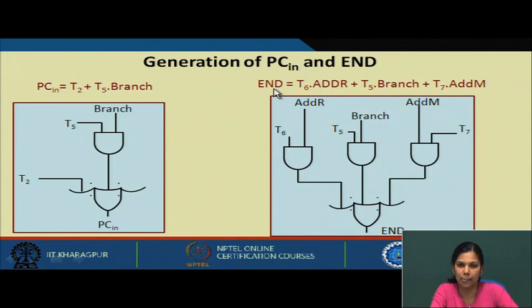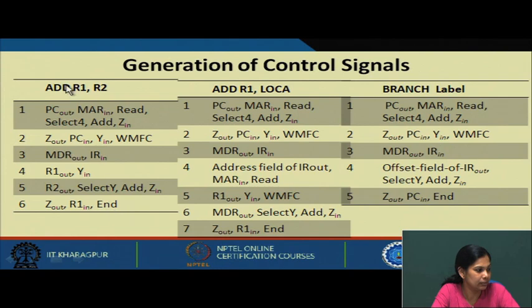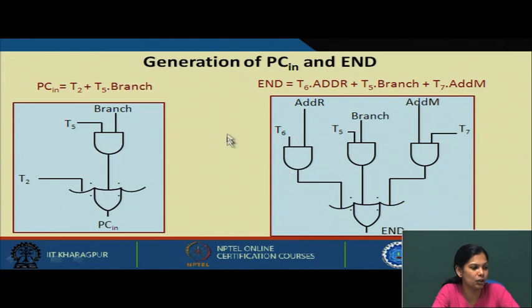Similarly, let us see END. This signal END happens at T6 for add with register values, END happens at T5 for the branch instruction, and END happens at T7 for the add instruction with memory. So we see that END is there at T6 when adding with register values, at T7 for add with memory location, and at T5 when it is branch. So we can have a logic expression: T6 for add with register, T5 for branch, and T7 for add with memory.